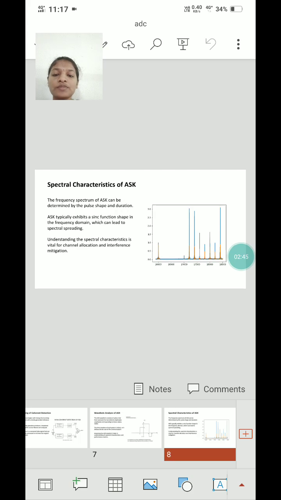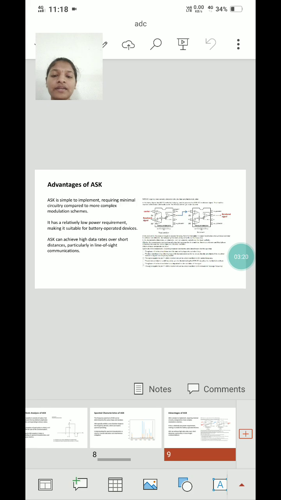Next, we can go through the spectral characteristics of amplitude shift keying, and the diagram shows the spectral characteristics. The frequency spectrum of amplitude shift keying can be determined by the pulse shape and duration. Amplitude shift keying typically exhibits a sinc function shape in the frequency domain, which can lead to spectral spreading. Understanding the spectral characteristics is vital for channel allocation and interference mitigation.